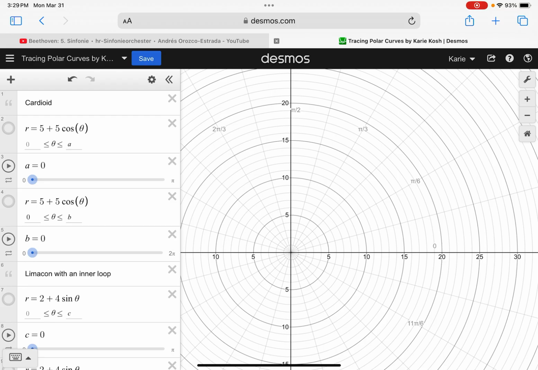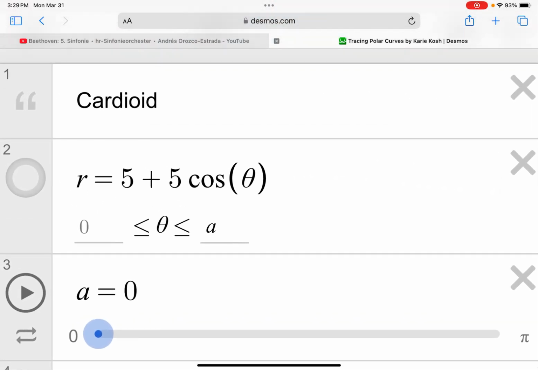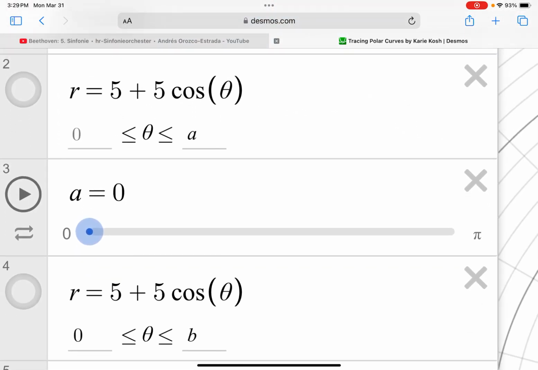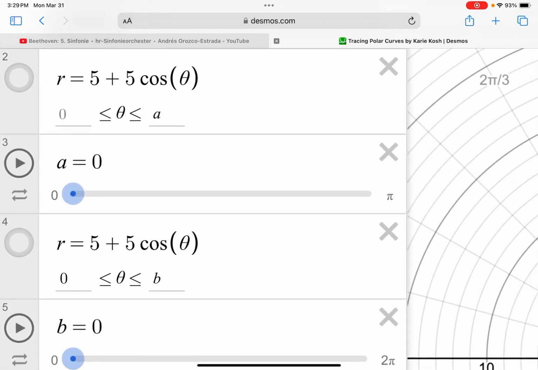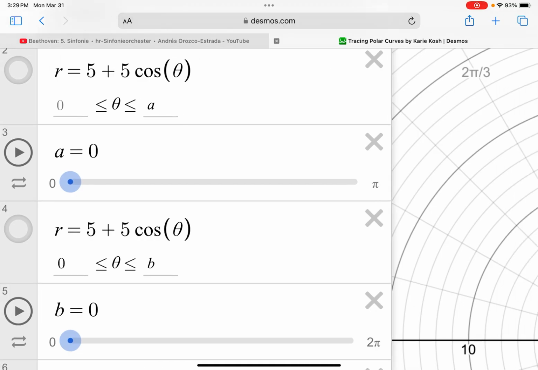So what I did is I took the same equation, and I have these two equations. It's the exact same thing, but one of them goes from 0 to A, and one of them goes from 0 to B. And when you look at those sliders, one of them goes from 0 to 1 pi, and the other goes from 0 to 2 pi, okay?